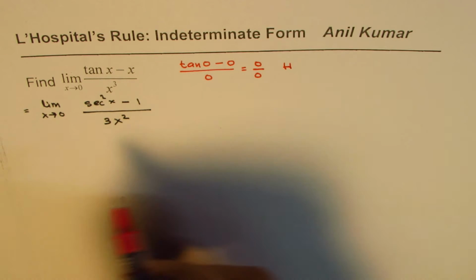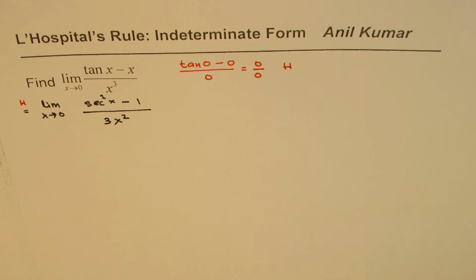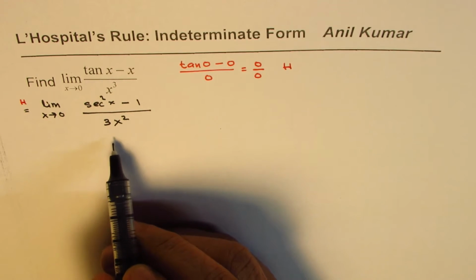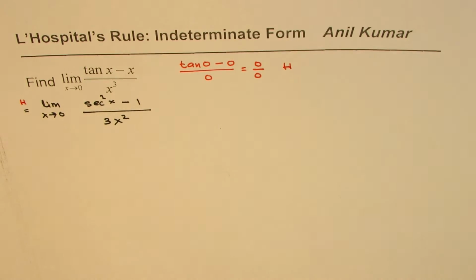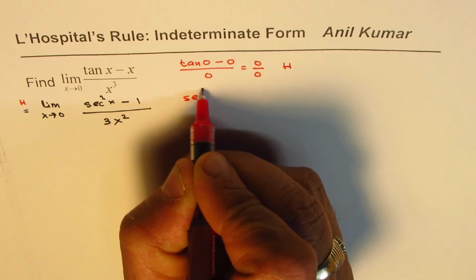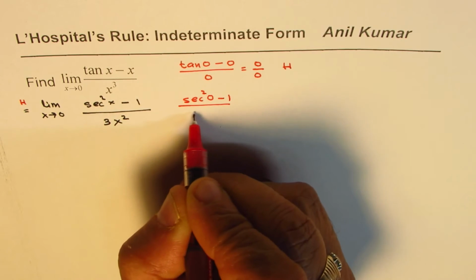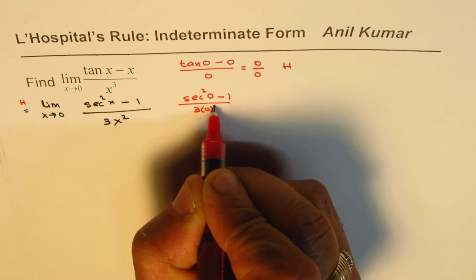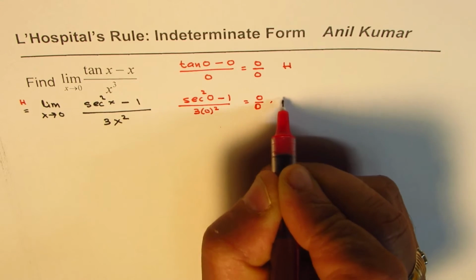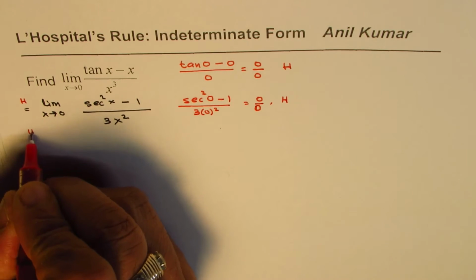So at this stage, I have applied L'Hopital's rule, that is, we are writing the derivatives of numerator and denominator. Now if I substitute 0 again, what do I get? We get secant square 0, which is 1. 1 minus 1 is 0. And here we have 0. So again we have 0 over 0 form. So again we can apply L'Hopital's rule. So once again we'll apply the rule.